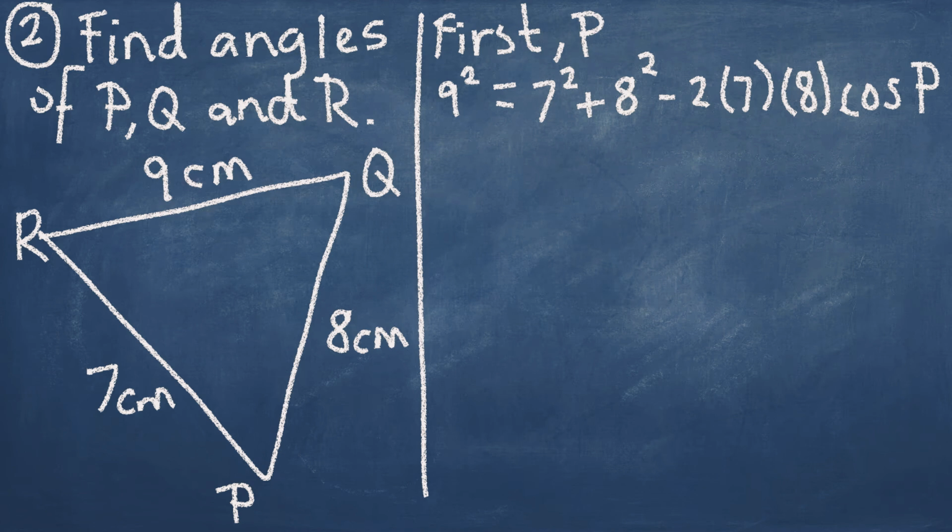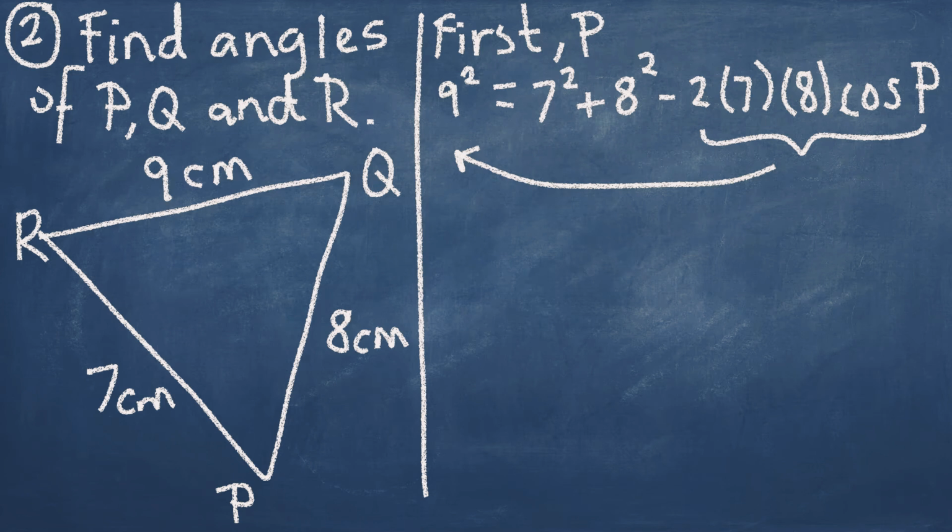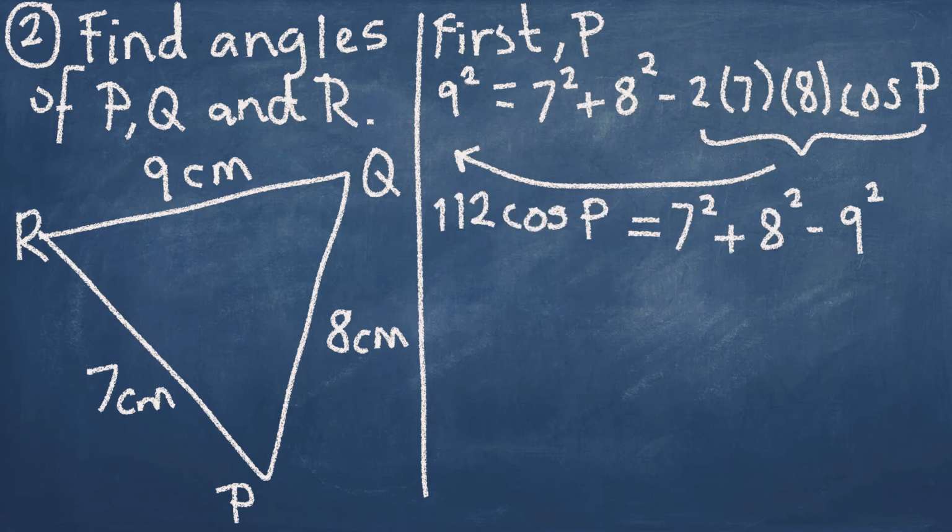So this is the first thing that you need to do. The side opposite the angle that you need to find, which is 9, is put outside. Because negative 2 times 7 times 8 cos P is one term, you bring all of it to the other side. So you have 2 times 7 times 8 cos P on the other side, which is 112 cos P. And then you bring the 9 square to the other side. This becomes minus, so 7 square plus 8 square minus 9 square. You simplify 7 square plus 8 square minus 9 square, which is 32. Then you bring the 112 to the other side and divide, so cos P equals 32 over 112.